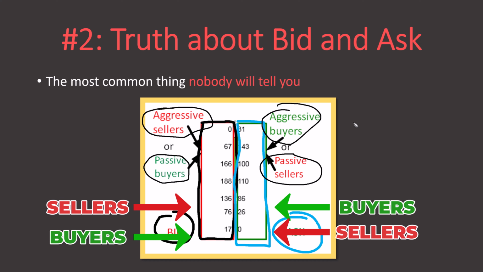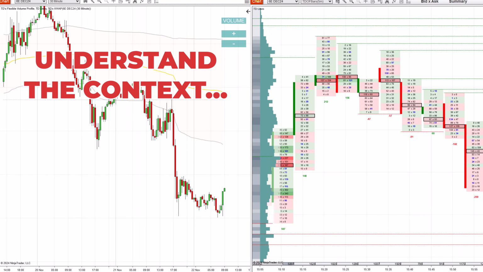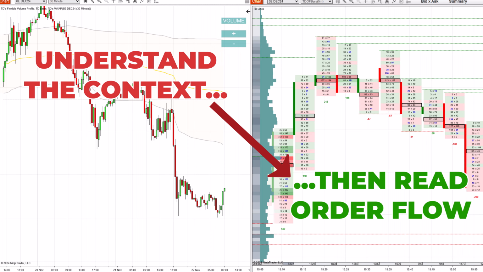And by the way, there is a way how to tell whether there is a buyer or seller on bid or buyer or seller on ask. But you need to read the context of the market, not just look at specific footprints. And that's why I said that in order to use the order flow, you need to be experienced and not a beginner.